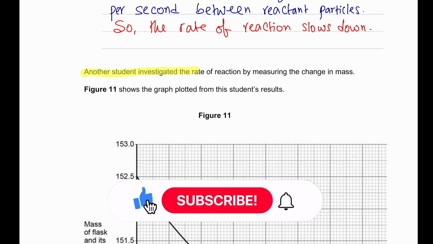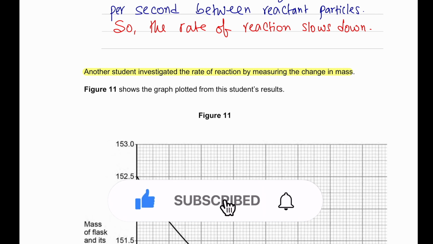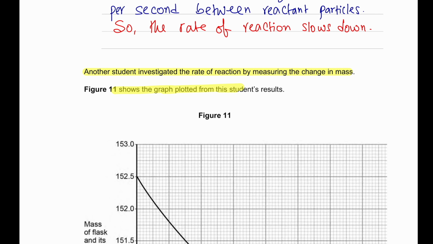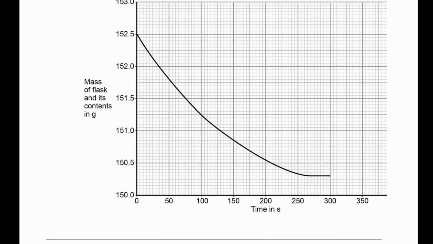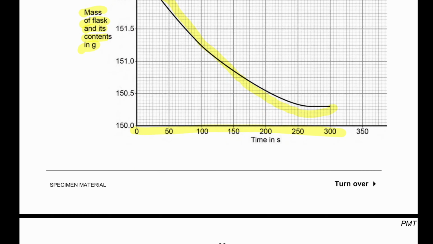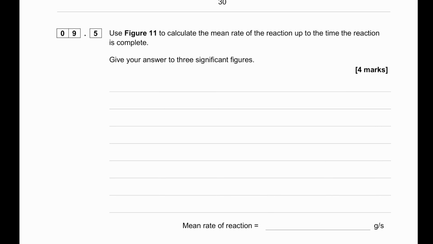Another student investigated the rate of reaction by measuring the change in mass. Figure 11 shows the graph plotted for these students' results. The mass of the flask and its contents in grams decreases gradually. It is decreasing mostly because the CO2 is escaping from the reaction vessel.